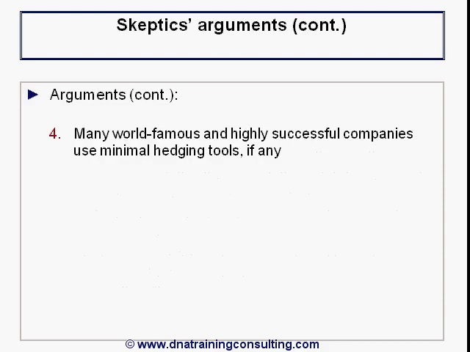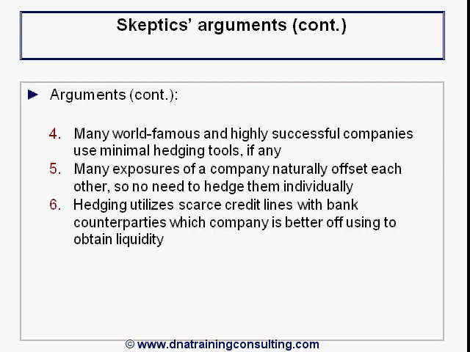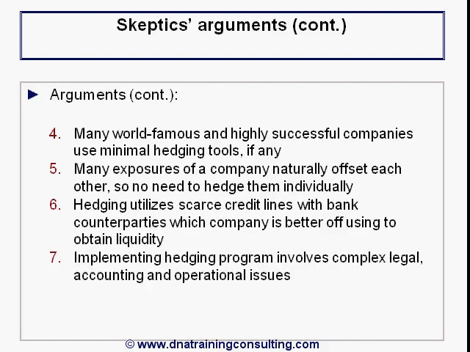4. Many world-famous and highly successful companies use minimal hedging tools, if any. 5. Many of a company's exposures naturally offset each other, so there is no need to hedge them individually. 6. Hedging utilizes scarce credit lines with bank counterparties, which the company is better off using to obtain liquidity. And finally, 7. Implementing a hedging program involves complex legal, accounting, and operational issues.